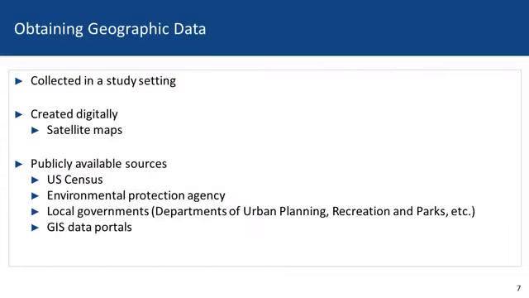So how do we obtain geographic data? It might be collected in a study setting. It can also be created digitally, such as the use of satellite maps. There are also numerous publicly available sources of geographic data. For example, in the U.S., the Census, the Environmental Protection Agency, and local governments provide this information. There are also Geographic Information System data portals.